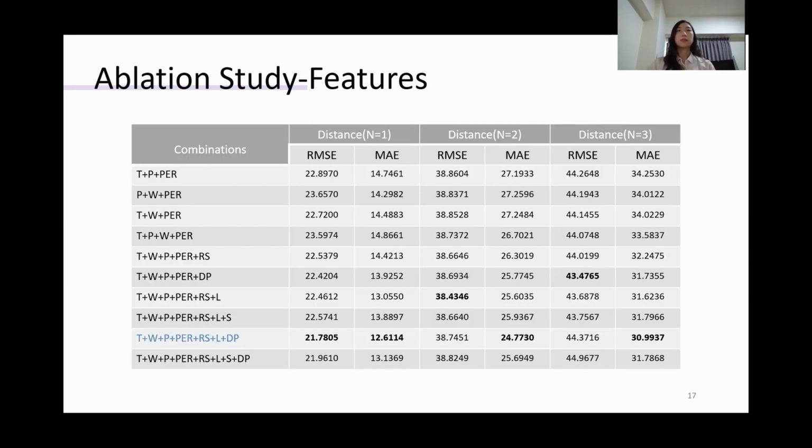First, we use the basic features T, W, and P, and found that the results were similar. After adding road-related features such as RS and L, the results were improved greatly. It is worth mentioning the feature DP, which is the distance from the nearest POI to the accident site, has an obvious impact on the result.